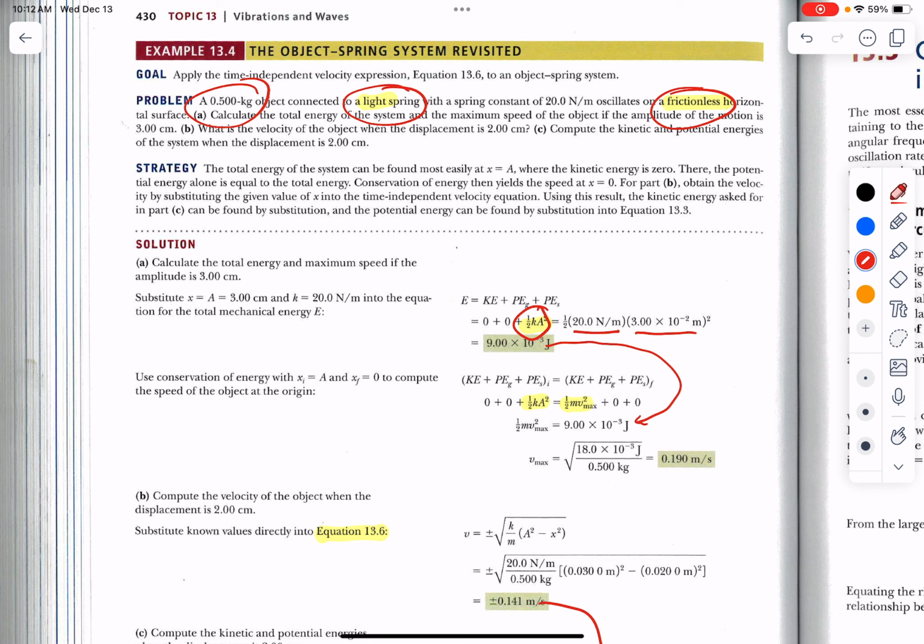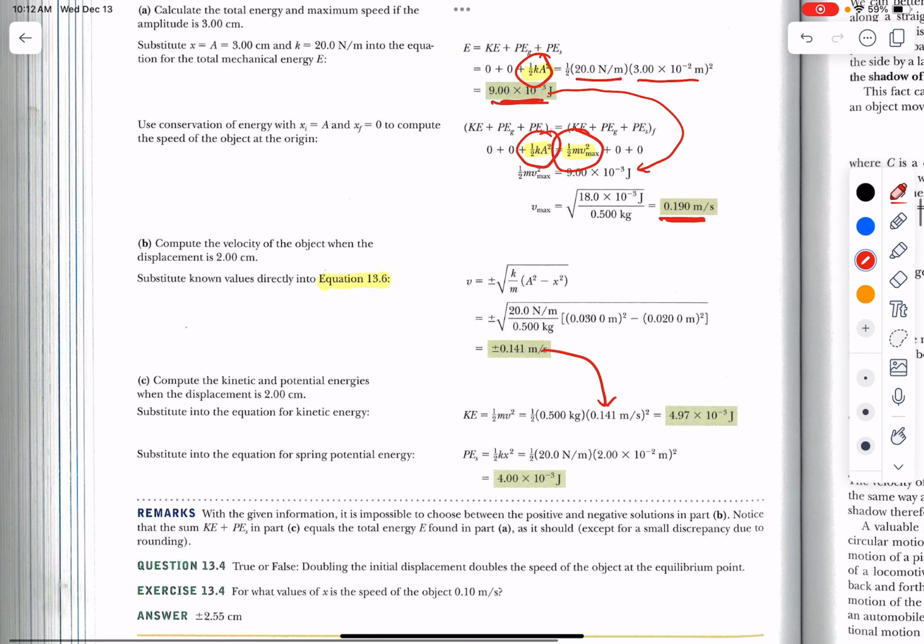Then we can take that value right here, and we can come down to the next part of the problem. Using conservation of energy, we can find the speed of the block, the speed of the object, whatever it is, where all of my energy stored in the spring is going to be converted into kinetic energy, nothing into heat energy, and so we can find the speed of the block. We can also find the velocity of the object when the displacement is 2 centimeters by using the equation we derived earlier, and just plug in my numbers, and I get my speed at the 2 centimeter mark. Notice this 2 centimeters had to be converted into meters.